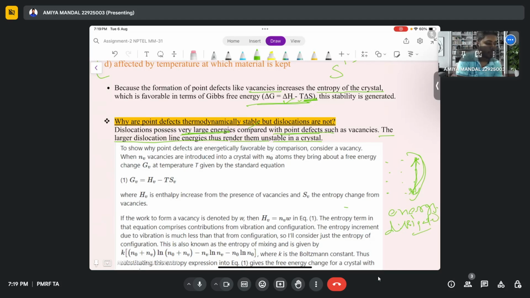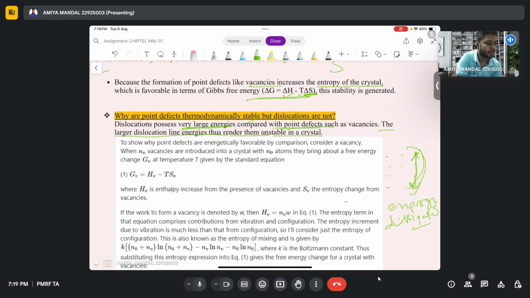To show why point defects are thermodynamically stable, in these cases we take delta Hv as the enthalpy increase for the presence of vacancies, and the entropy change for vacancies only. So nv vacancies are introduced in the crystal, and N0 are the atoms. They are bringing about the free energies.